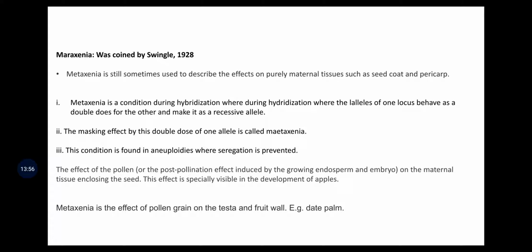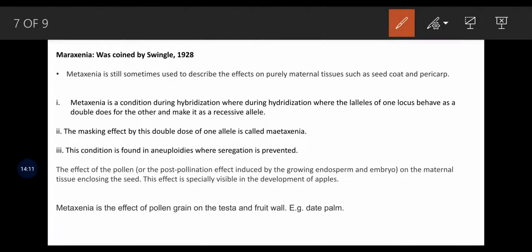That means a single allele will express in double dose and it will suppress the recessive character, that is nothing but Metaxenia. The condition is found in aneuploids where segregation is prevented. This you should always remember. Metaxenia is common in case of aneuploids where segregation is prevented. The effect of the pollen on the maternal tissue enclosing the seed.